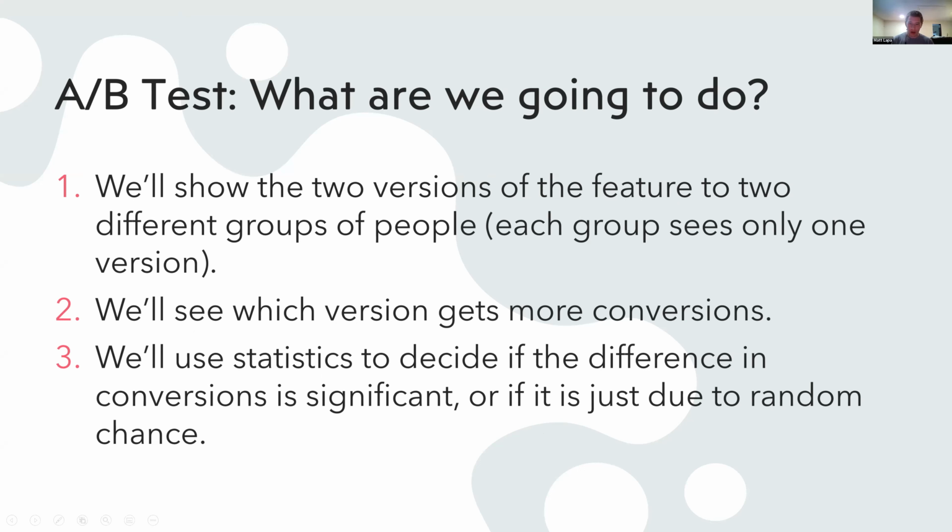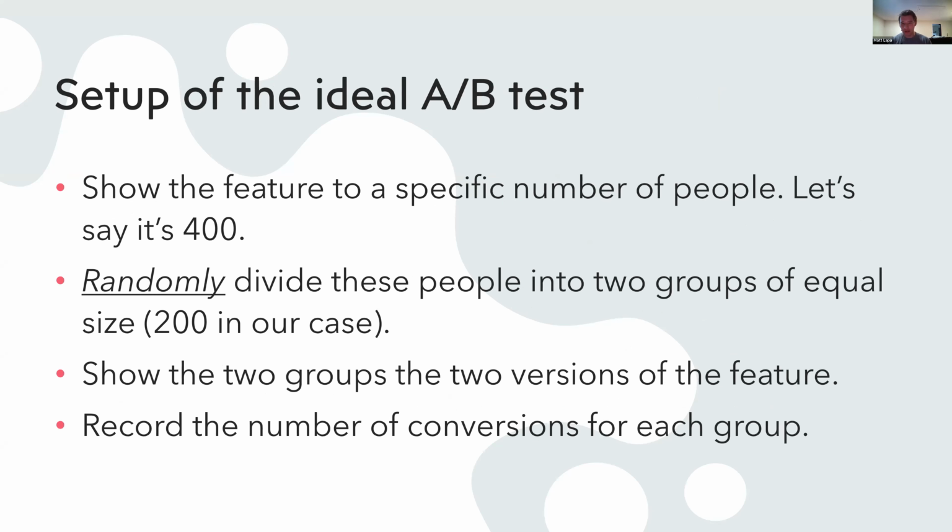So now I'm going to talk about the setup of an ideal A/B test. This is the most rigorous test you can do in terms of giving you results that are most reliable to analyze with usual statistics methods. In this test, you're going to show this feature to a specific number of people. Let's say it's 400 people. We'll randomly divide that set of people into two groups of equal size, so 200 each.